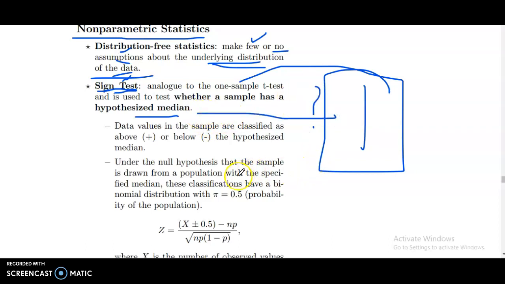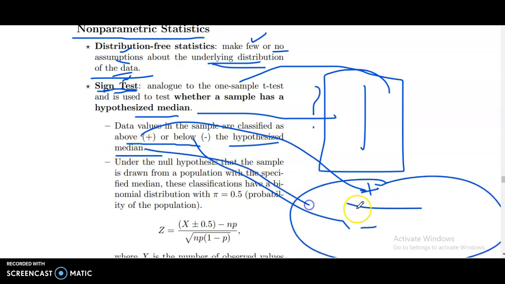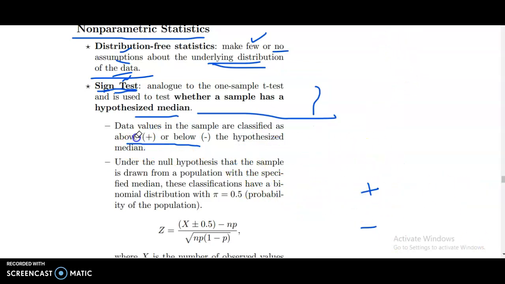The data values in the sample are classified as above (plus) or below (minus) the hypothesized median, under the null hypothesis that the sample is drawn from a population with the specified median.